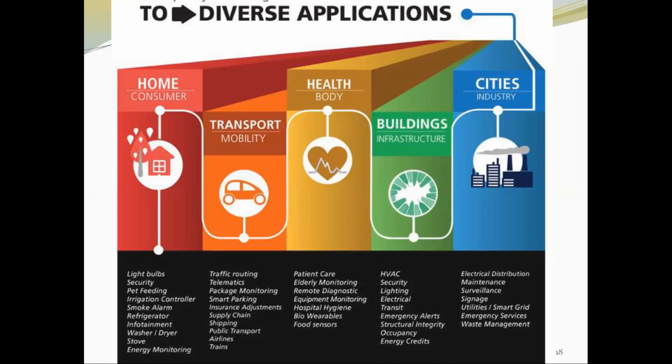Internet of Things: the things that are connected to the internet and give services, right? So basically we can add all those things. Then you can talk about pet feeding, irrigation controller, smoke alarm, refrigerator, washer, dryer, stove, energy monitoring. Everything is connected nowadays. Everything is connected to the internet, and this way you can control it from anywhere.